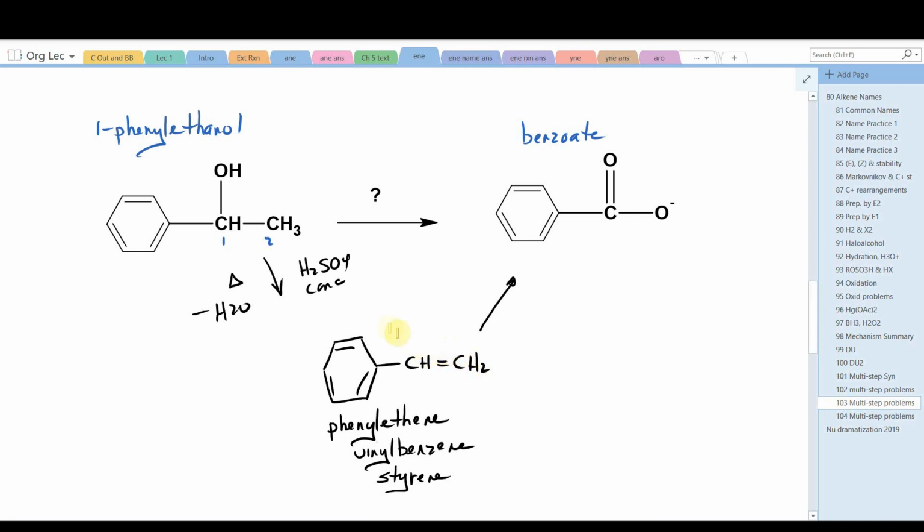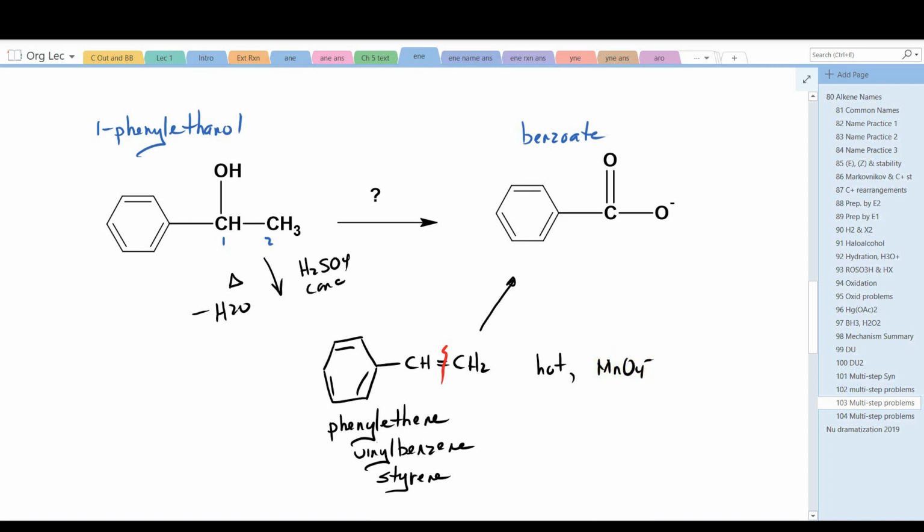Notice that the product has aromatic carbonyl, just 1 carbon, so that means this carbon must be cleaved. What reactions did we see that caused cleavage? Mostly oxidations, and in fact you see that the product is oxidized. It's got 2 more oxygens. So for that we're going to need hot potassium permanganate.